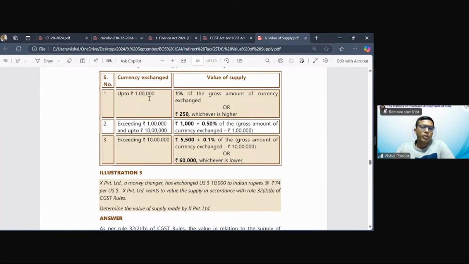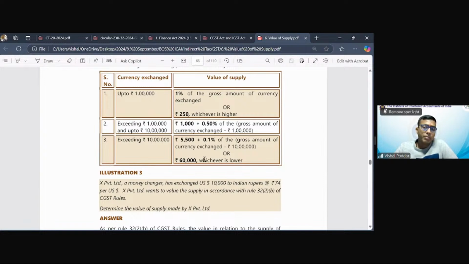Now see, for the first 1 lakh, 1% will come to 1,000. Then for the next 9 lakhs, 0.5% will be 4,500. On 9 lakhs, 0.5% is 4,500. So 1,000 plus 4,500, so up to 10 lakhs, your amount of 5,500 is fixed. Then for the excess above 10 lakhs, you will take 0.1%, and then compare it with rupees 60,000. Now you have to take whichever is lower.